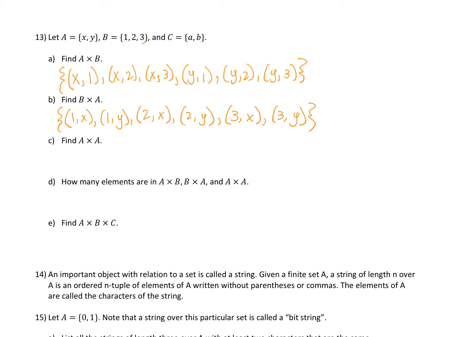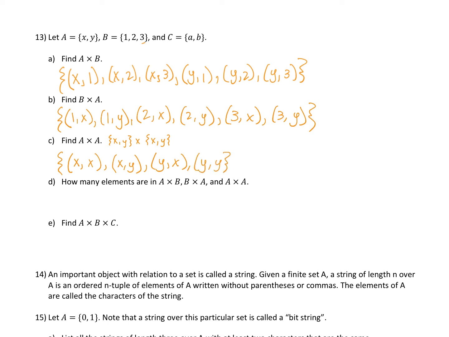Okay, A cross A. So I find it helpful to write A is XY and A is XY. I just like to see those two things in front of me. So A cross A, I'm going to pair an element from A with each element from A. So XX or XY. And then the second element from A is Y, and it can be paired with an X or a Y.